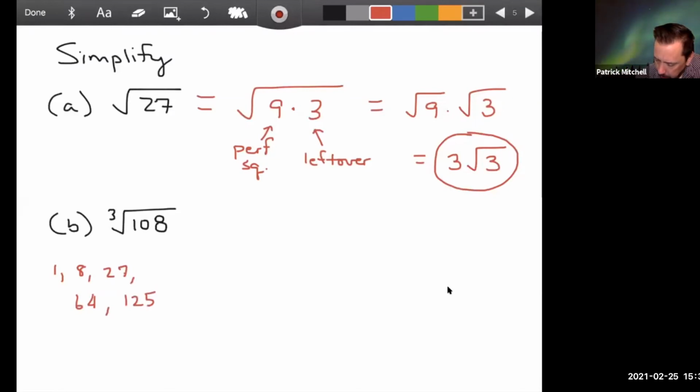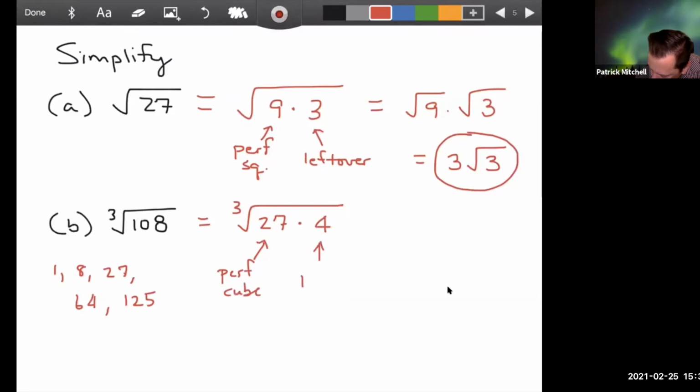All right, so then the next question is, what is the largest perfect cube factor of 108? And please, please, please feel free to use the calculator to help you with this. Okay, out of the numbers on that list, the 1 is not going to help. So really, there's only 3 numbers there you have to try, right? It turns out that 27 is a factor of 108 because 108 is 27 times 4. Okay, so this is my perfect cube. This is my leftover.